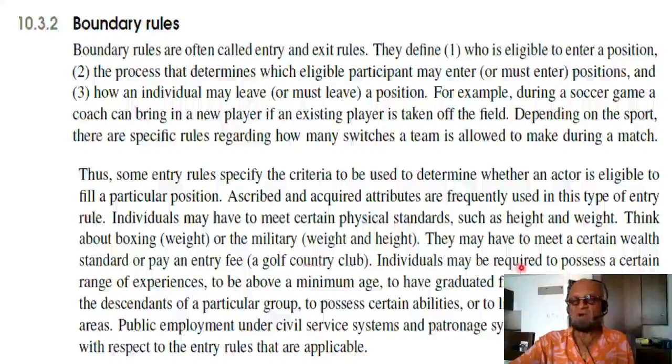Individuals may be required to possess a certain range of experiences, or to be above a minimum age, to have graduated from certain schools, to be the descendants of a particular group, to possess certain abilities, and to live in certain geographical areas. You cannot play in the Olympics for India unless you are an Indian living in India, and so on, right?